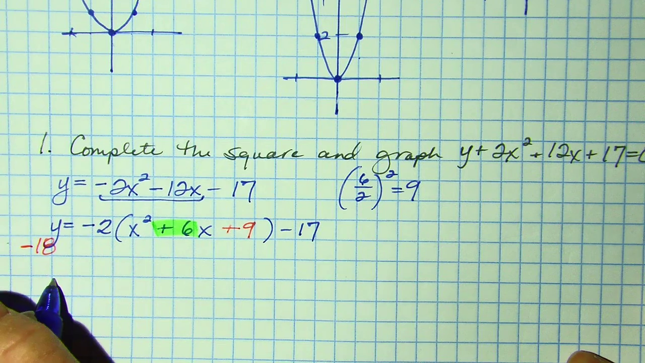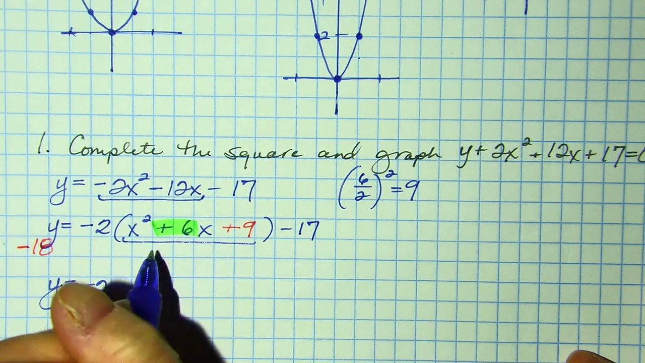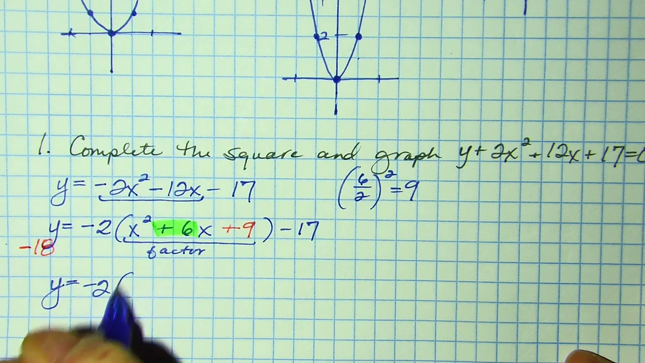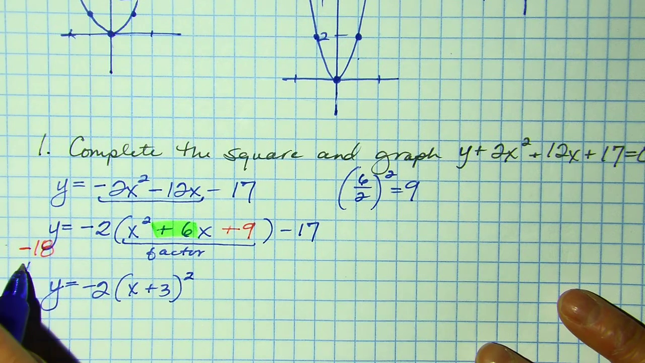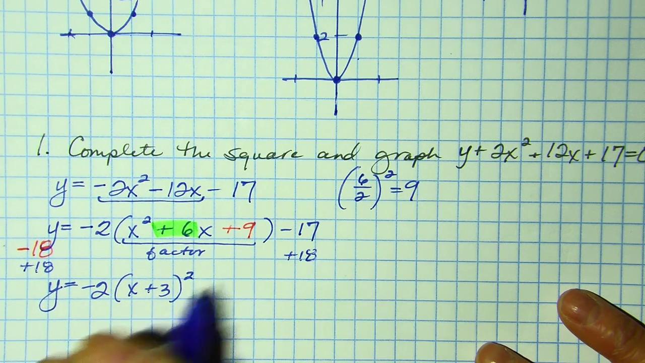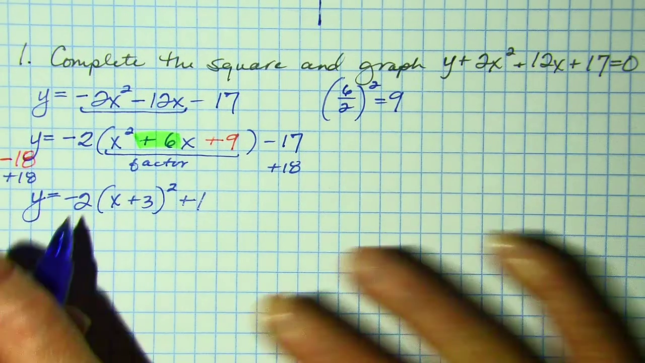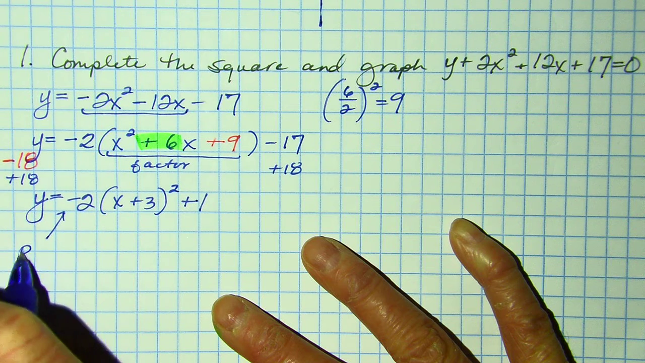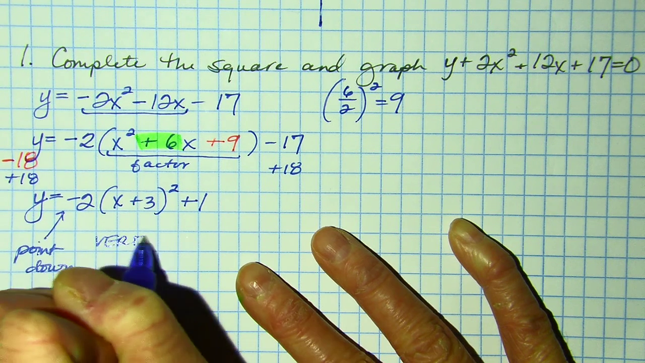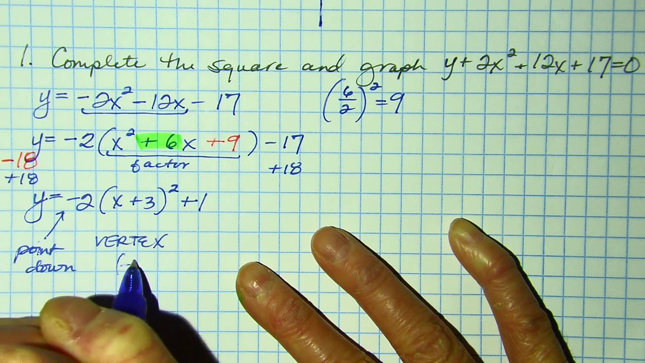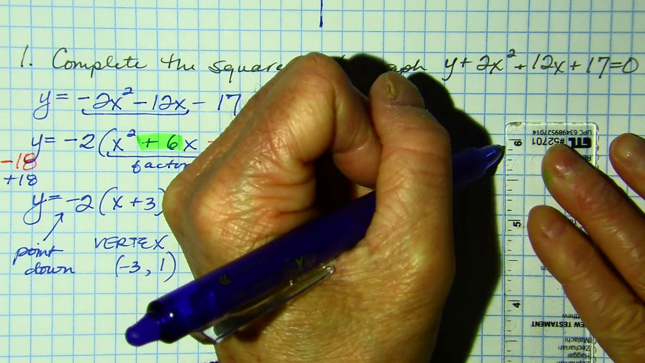So the next part I'm going to do is factor x squared plus 6x plus 9. I'm going to factor this, and I get x plus 3 squared. It should be a binomial squared. And then I'm going to have to add the 18 back over, and that gives me a positive 1. All right, so let's talk about everything going on here. This means our graph will point down. And my vertex is negative 3, 1. And so that's all the information I need to graph.